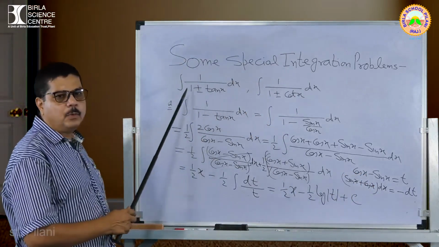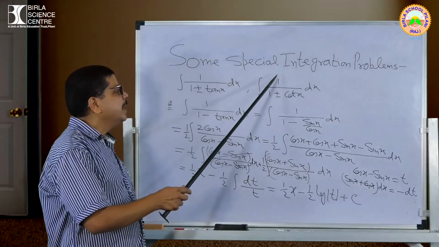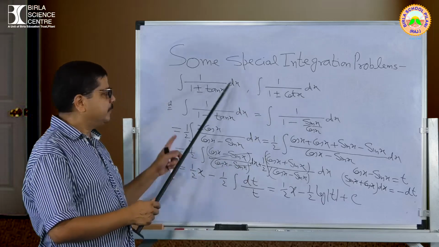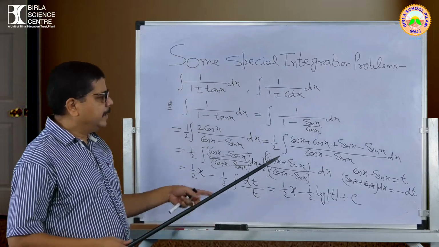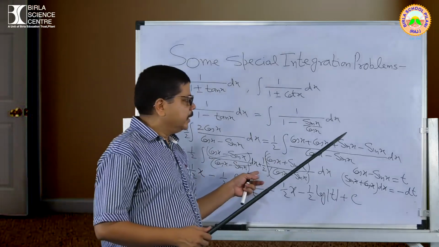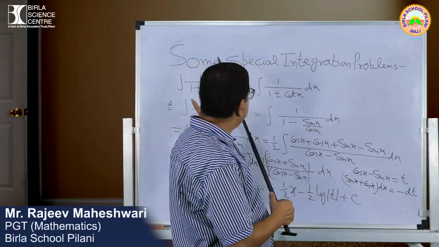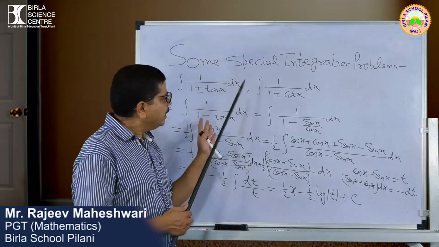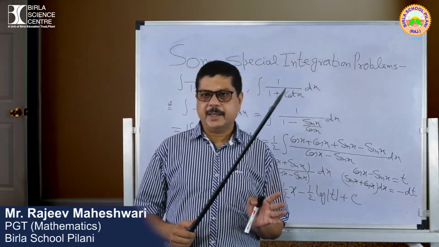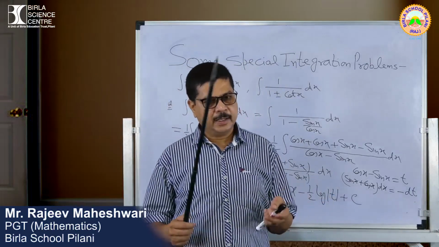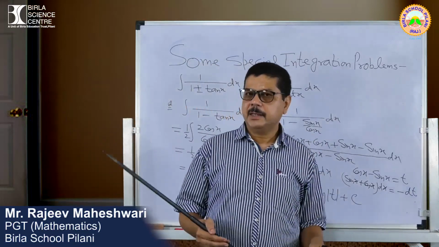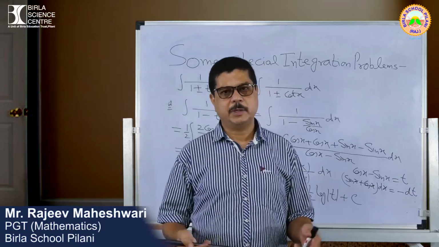So dx upon 1 plus tan, 1 minus tan, dx upon 1 plus cot, 1 minus cot. These four problems are solved by this method only. So these few problems I discussed related to trigonometric identities. In the next coming video I will explain some more special integral problems. Thank you very much.